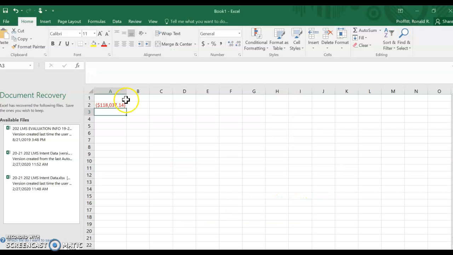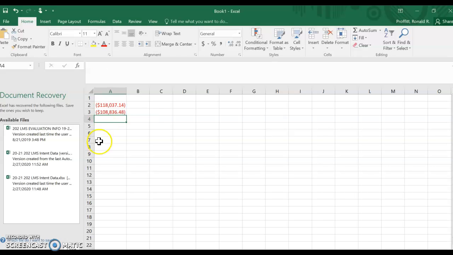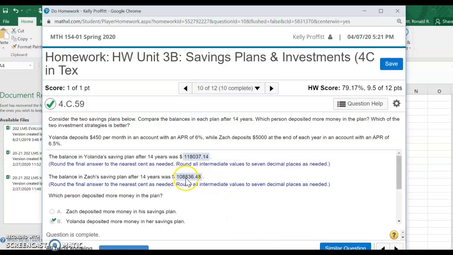So I'll show you how to do that. I'll type it in a separate box. So this was Yolanda's. So in this box, let's type in Zach's. So equals FV, future value. His interest rate was 0.065. The number of periods for him was just 14. The payment, $5,000 once per year. Present value is 0. And you'll find that Zach's future value is 108,836.48, which is what we got right here.